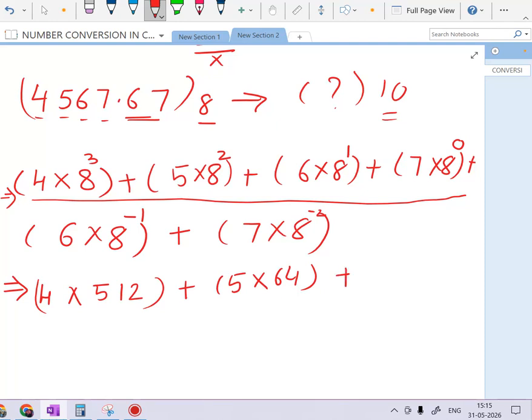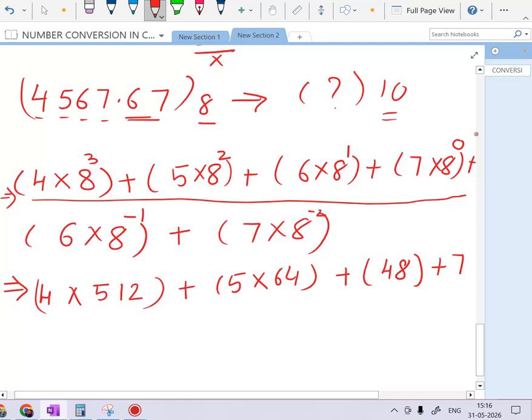And then again go to plus. Then here it is simple 8, so there is no other power. So it is 48. And finally, 8 has no power at all, so you will note down 7 as it is. So then come to this fractional part. Come to the fractional part.